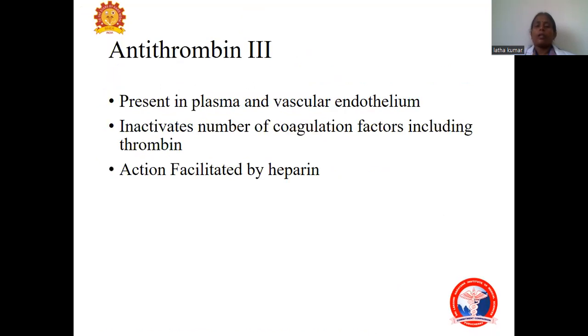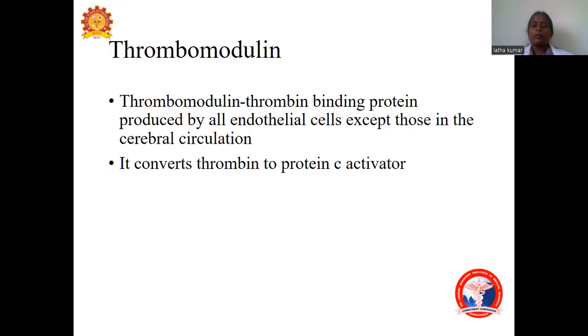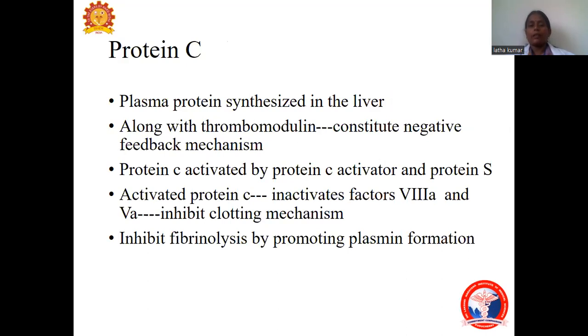So antithrombin is a protein present in plasma and vascular endothelium. It inactivates a number of coagulation factors and also thrombin. This is facilitated by heparin. And next one, thrombomodulin. It is a thrombin binding protein. When it binds to thrombin, it converts thrombin into protein C activator.